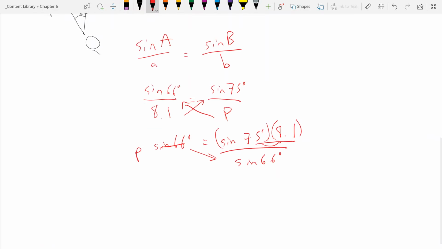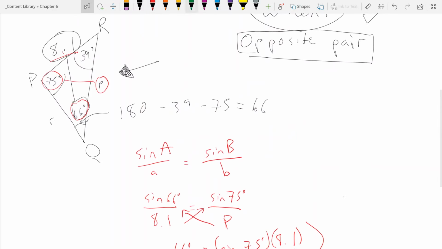All right, so now when I actually plug this whole thing into the calculator, I ended up getting 8.56, okay? We'll just call it close enough to 8.6. Cool. I'm going to label that on my diagram, 8.6.